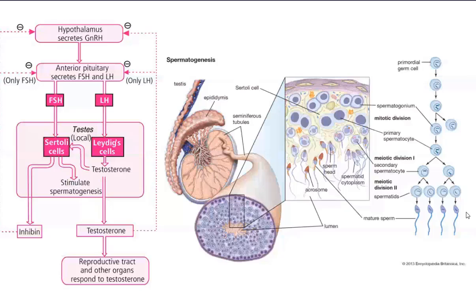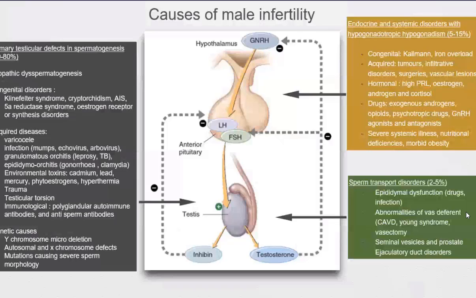So when we look at the causes of male infertility, we can broadly divide the causes into three important things. The commonest would be primary testicular defects in spermatogenesis, which consists of about 70 to 80% of causes at most of the times. The second important one is the endocrine and systemic disorders with hypogonadotropic hypogonadism, which accounts for 5 to 15%. And the other component is sperm transport disorders, which is about 2 to 5%. So the majority of the patients that come to the infertility clinic are basically having idiopathic dyspermatogenesis, meaning that we can't find any obvious cause of the abnormal sperm production.